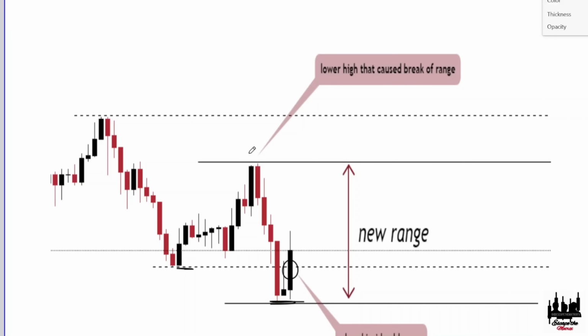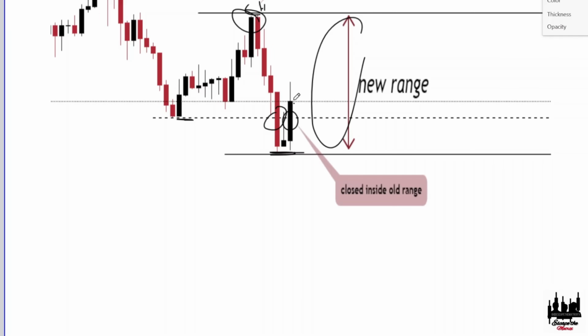Why this lower high? Because this is the last high prior to the structure break. And once it comes back into the range, it validates this as our new range, and so on. So let's say price comes up right here, breaks here, comes back. This would be our new lower low, and this would be our new lower high.